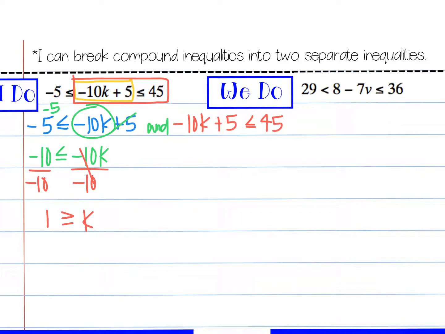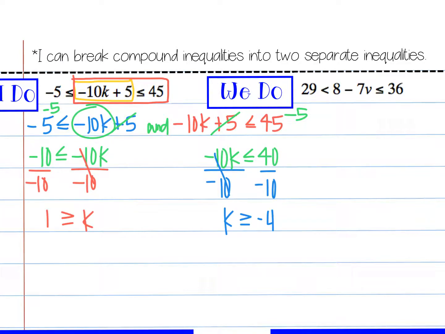So then over on this side, I'm going to solve for my variable. So I'm also going to subtract 5. So -10k is less than or equal to 40. And then I'm going to undo by dividing by -10. Divide by -10. And since I divided by -10, I've got to flip my sign. Greater than or equal to -4.